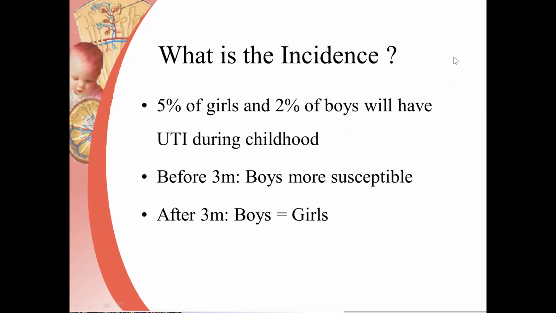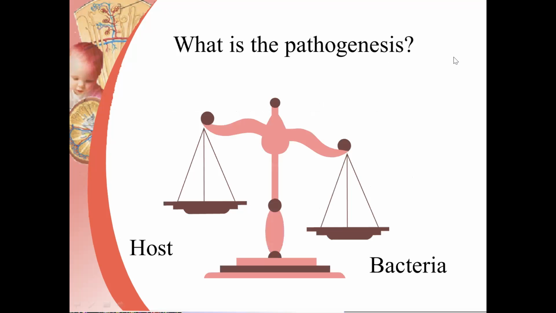So what is the incidence of urinary tract infection in childhood? Around 5% of girls and 2% of boys will have urinary tract infection during childhood. And before 3 months, boys are more susceptible. But after 3 months of age, the incidence of urinary tract infection in boys and girls is pretty much equal.